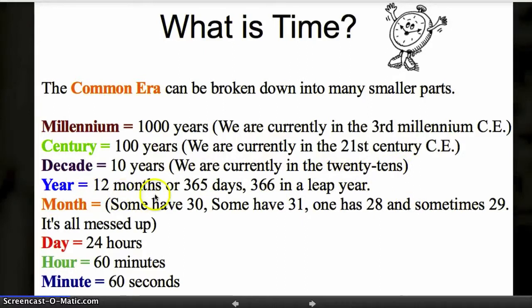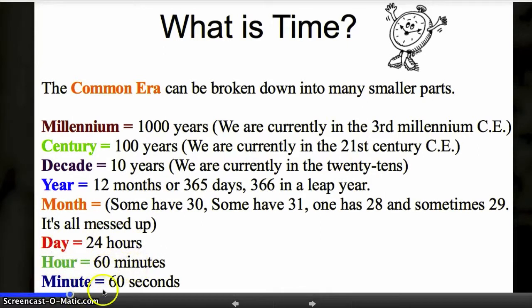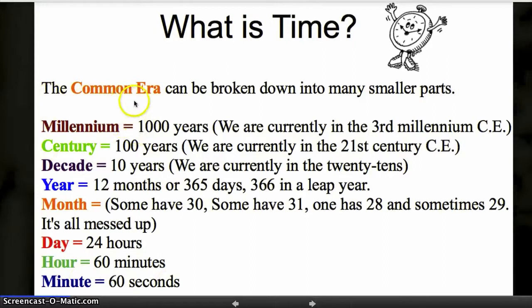A year is 12 months, or 365 days, or 366 in a leap year. And a month, some have 30, some have 31, one has 28, and sometimes 29. It's really clearly all messed up. But moving on. A day is 24 hours, an hour is 60 minutes, and a minute is 60 seconds. So time can be broken down into very, very small units of measure, and it can go up to thousands and millions of years.